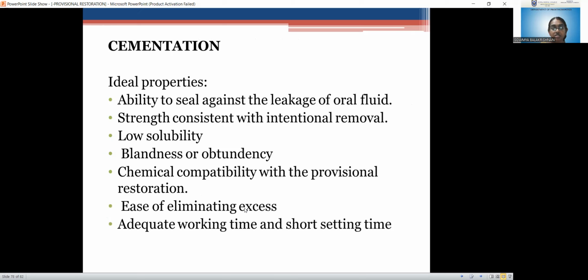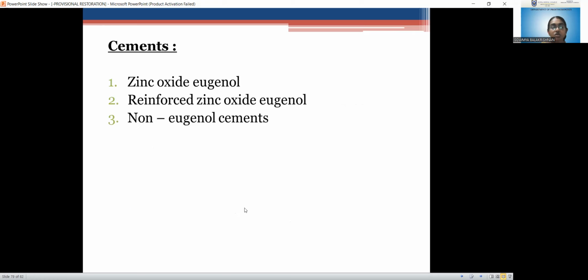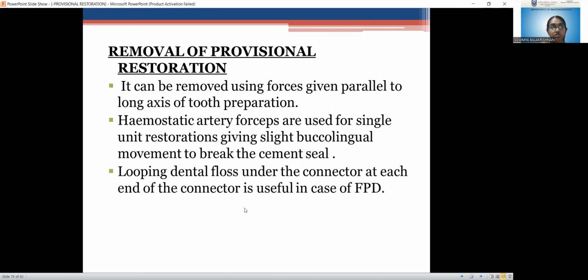Coming to cementation, the ideal properties: the cement used for cementing the provisional restoration should have the ability to seal against leakage of oral fluids, and it should have adequate strength, but we must be able to remove it whenever intended. It should have low solubility, an obtundent effect to provide pulp protection, and be easy to eliminate excess. The main thing is it should have adequate working time and a short setting time. Commonly used temporary cements are zinc oxide eugenol, reinforced zinc oxide eugenol, and also non-eugenol cements.